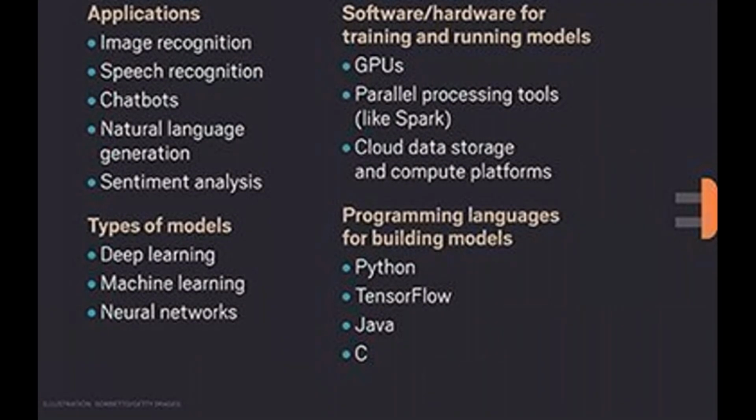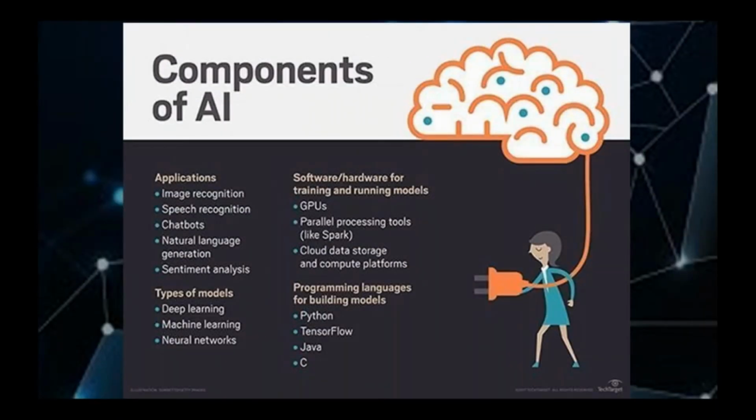And the programming languages, you can go ahead with Python, TensorFlow, Java, C. These are very, very popular. And with any of these languages and the IDEs that you're familiar with, you can start to develop your AI application. These languages are simple and you would be knowing them.